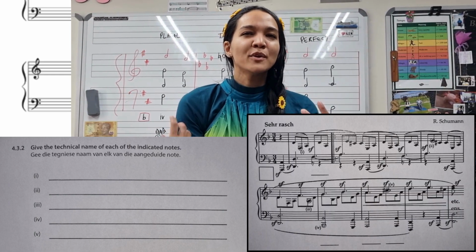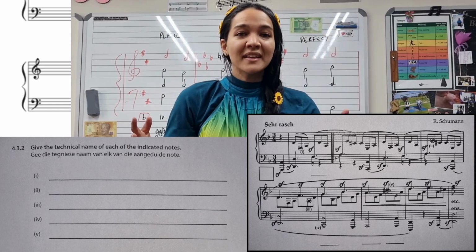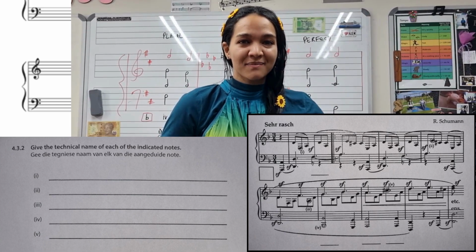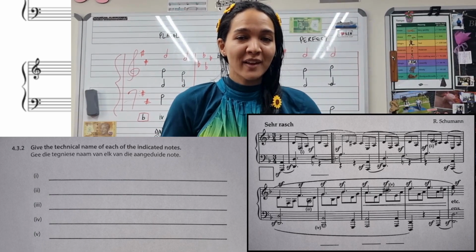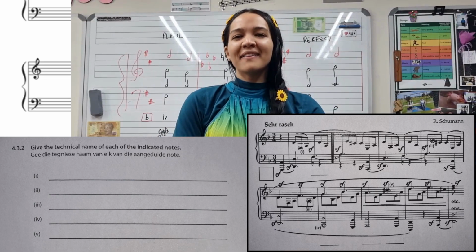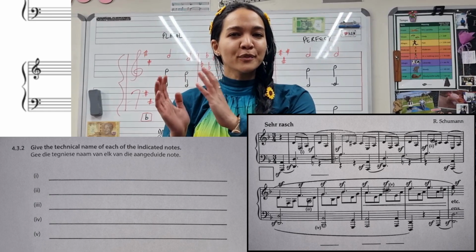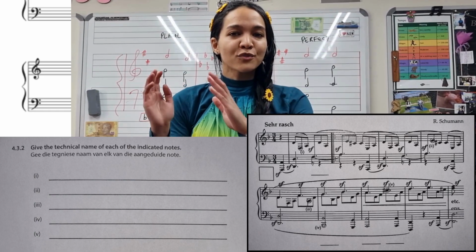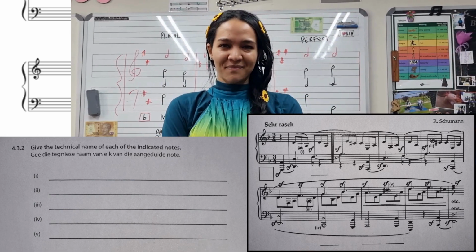First things first, we do see that we have an F, so of course that's the mediant. Then we see that we have an E, so that is the supertonic. Then we land on an A, so that is the dominant. After this we have a B flat, which is of course the submediant. And then we have a C sharp, which is of course the leading note. So you need to write out those full English terms or those full Afrikaans terms, and then you will get your 5 marks there.